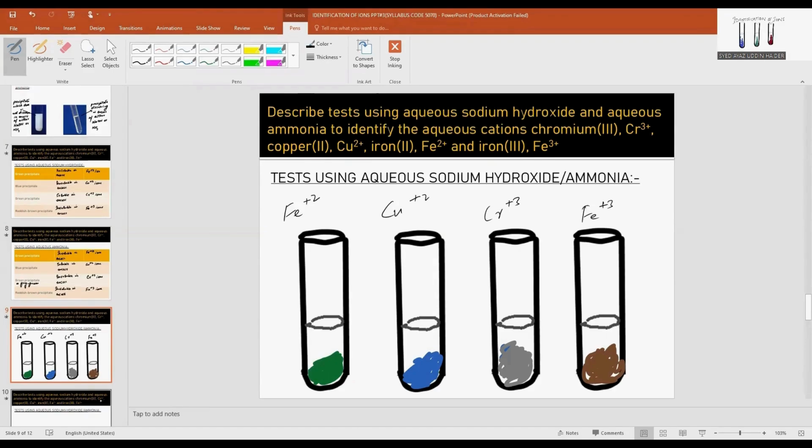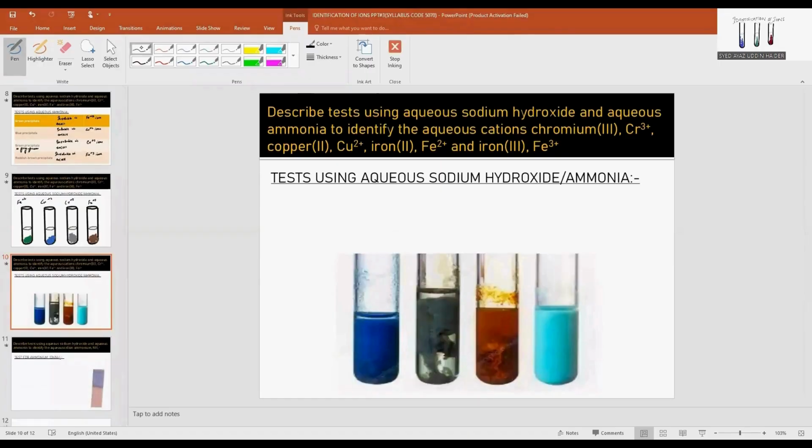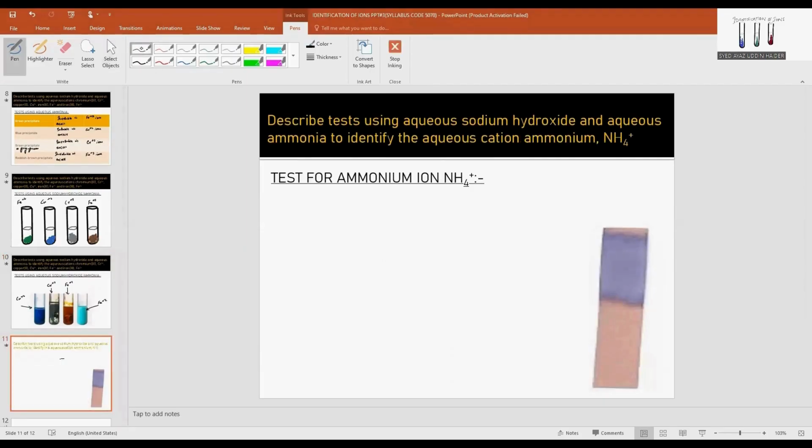Now let's see the original color of the precipitates obtained. The first one is of Cu2+. The second one is of Cr3+. The third one is of Fe3+, the reddish brown. And the last one on the right side is Fe2+. You see the difference between Cr3+ and Fe2+: in case of Cr3+, it's gray-green, but in case of Fe2+, it's green in color.